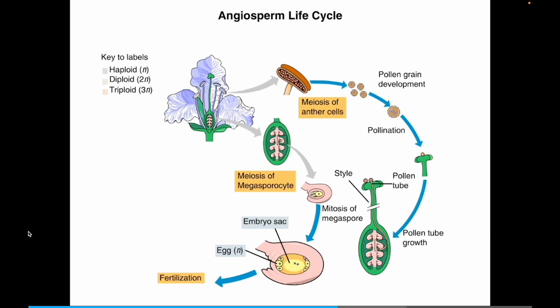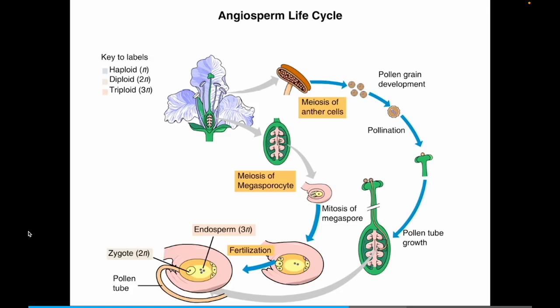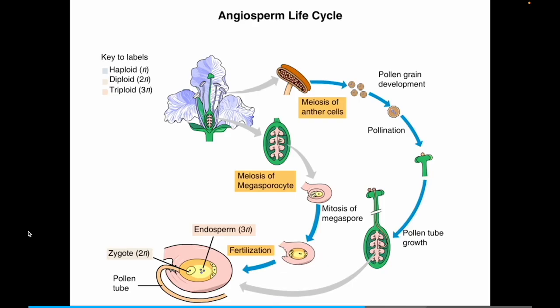The pollen tube enters the ovary and releases the 2 sperm nuclei into the embryo sac. One sperm nucleus fertilizes the egg, forming a diploid zygote. The other sperm nucleus fuses with 2 nuclei in the center of the ovule to form a triploid 3N cell that will develop into a nutritive tissue called endosperm. This process is called double fertilization.